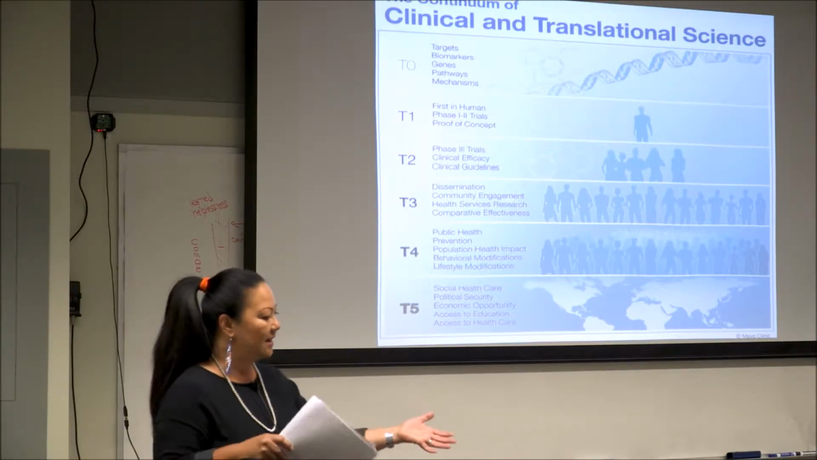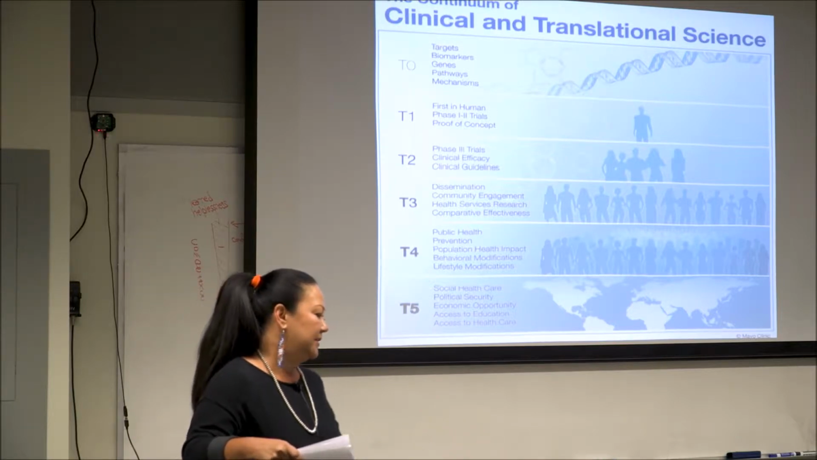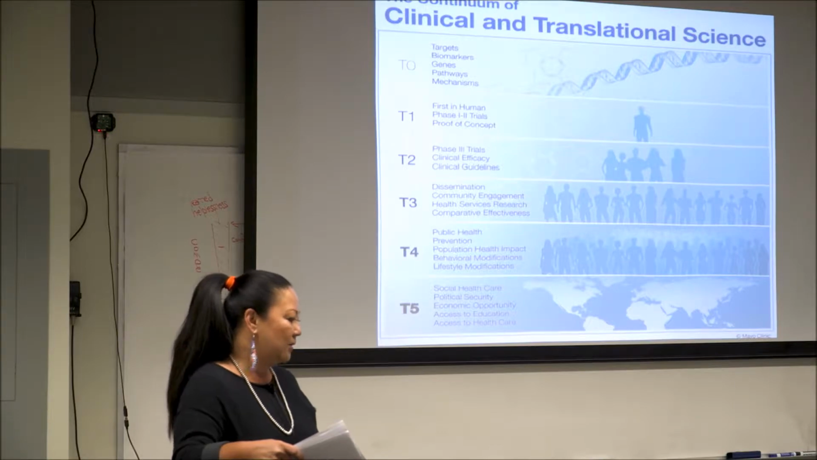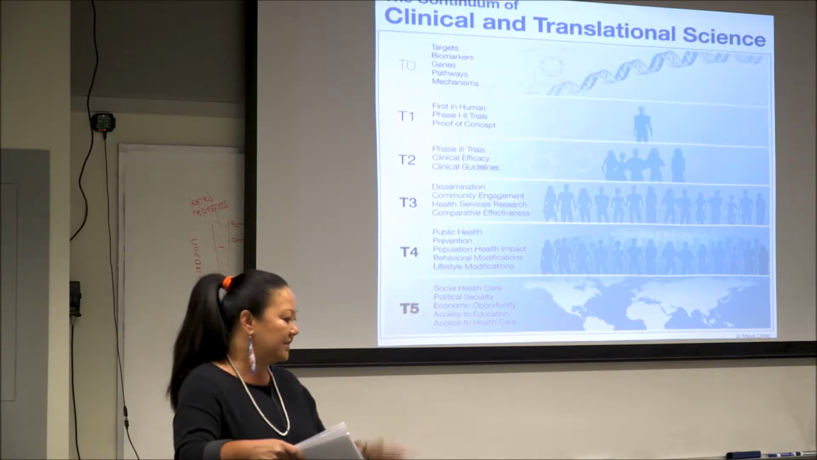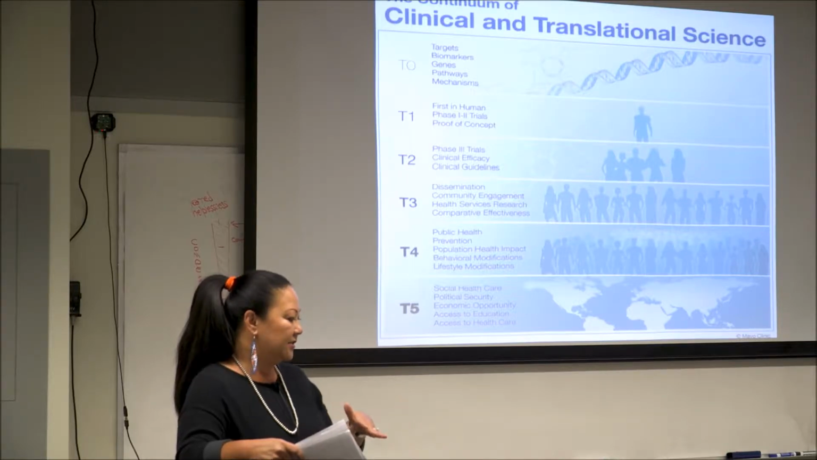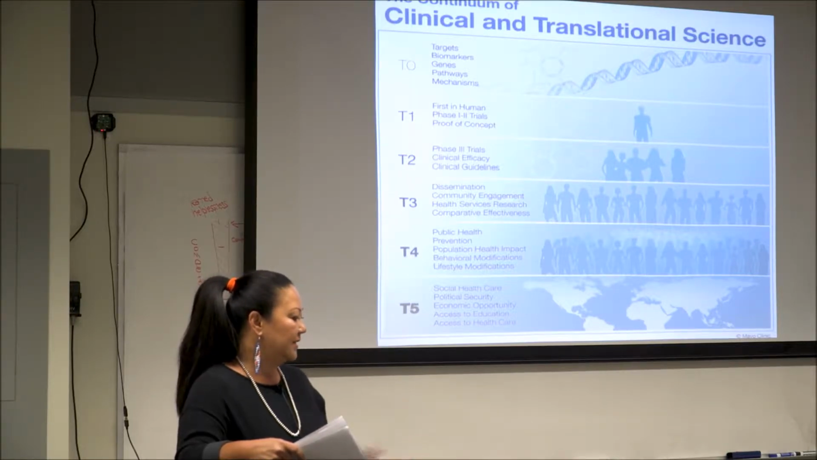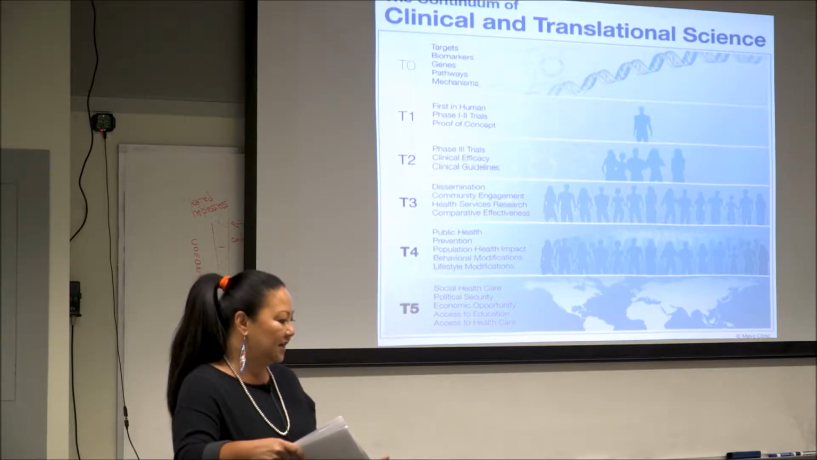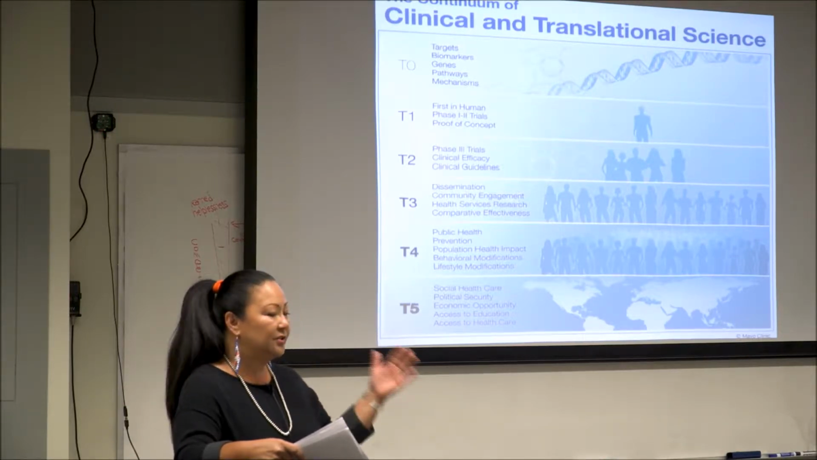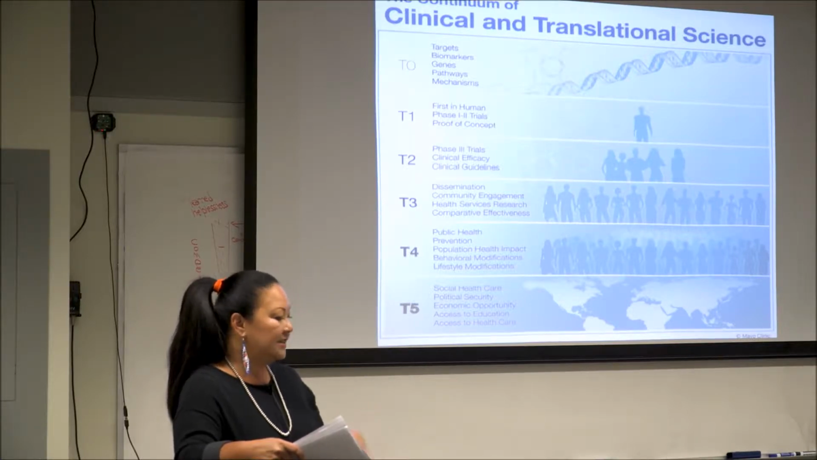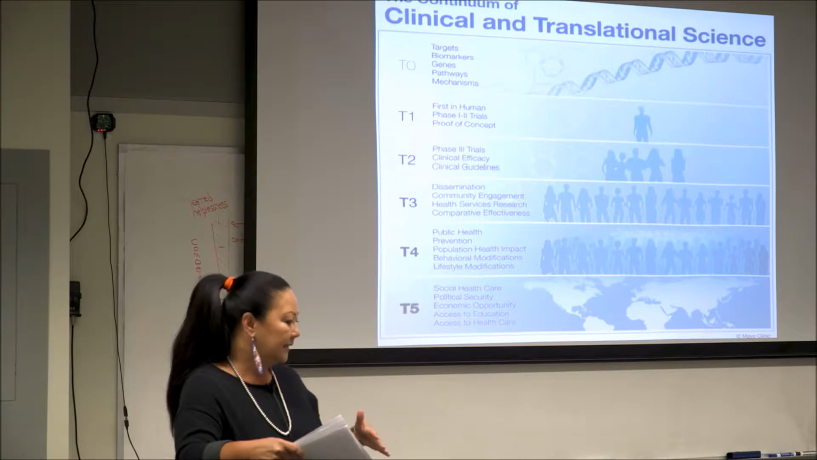So this is just a graphic of the continuum of clinical and translational science. You see at the very top, the T0 is when they're doing the laboratory work, looking at biomarkers, genes, pathways, and then you move to T1 research, which is first in human studies, the phase 1 and 2 clinical trials, proof of concept trials, and then you move to T2, which is the phase 3 trials, clinical efficacy, coming up with clinical guidelines.